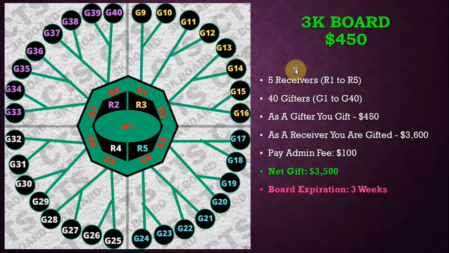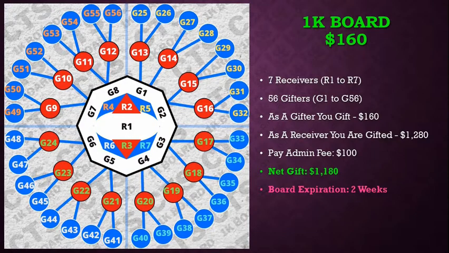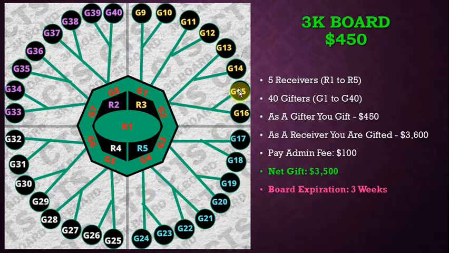On this board, the gift is $450. So from the 1K board, if you came out of the 1K board, you'll have $1,180 in hand, and you could easily come to the 3K board, which is $450, and still have money in hand. And on the 3K board, the gifters give $450. As a receiver, you are gifted $3,600.